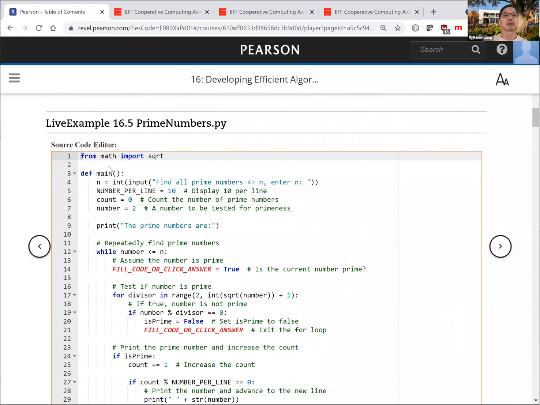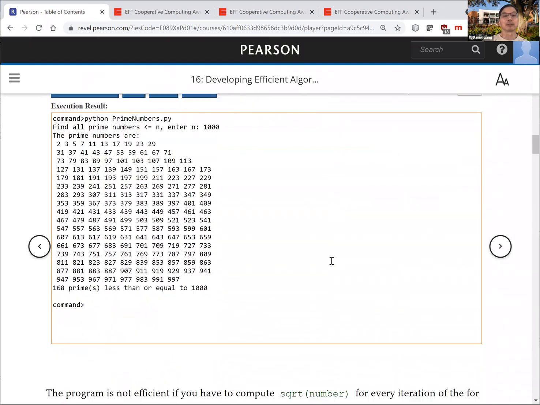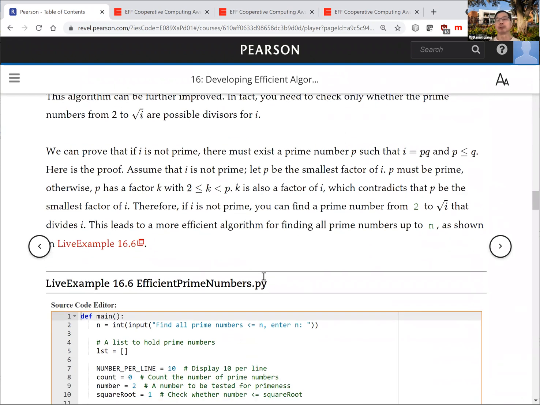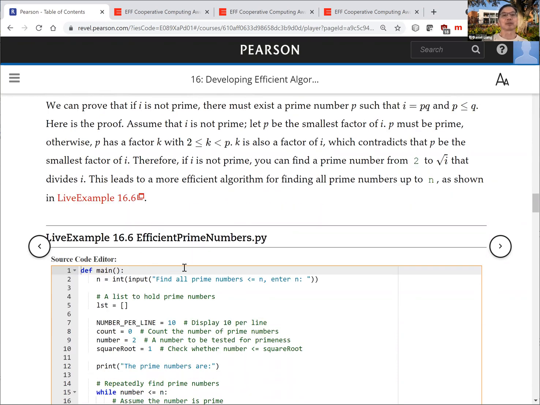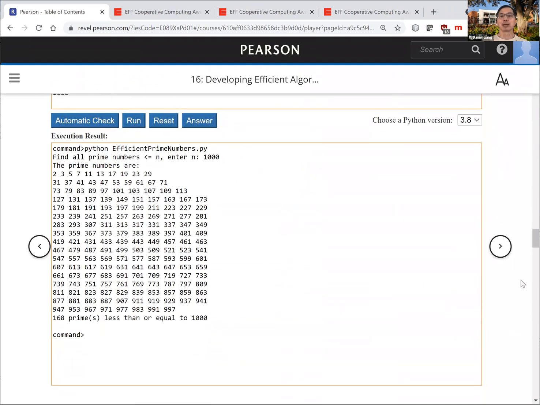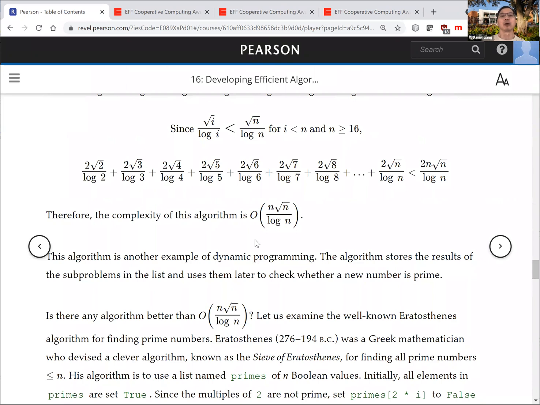Let's go further and look at another way to do it. We don't have to check all the numbers 2, 3, 4, 5. We check 2, and we don't check 4 again. So we only check the prime numbers up to the square root of n to see if they are divisors of n. This is another improvement, and it's much better. Using this algorithm, the complexity is order of n times the square root of n divided by log n.